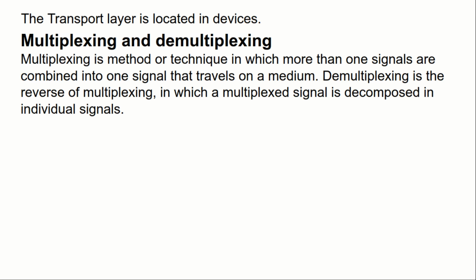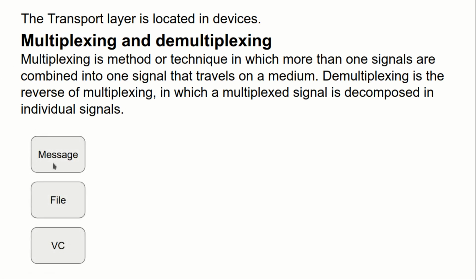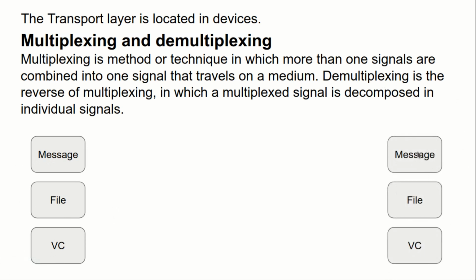Now let's take an example. Here are three applications through which you are transferring data. The first one is the messenger through which you are trying to send a message. The second one is the email through which you are sending a file. The third one is video conferencing, and the data is sent through the Zoom application. These are three types of applications, and the data will be received at the destination applications. The messenger, the email, and the Zoom application are also present at the destination.